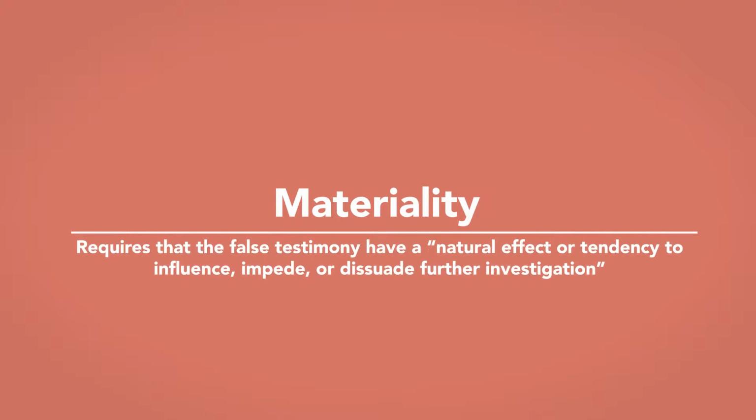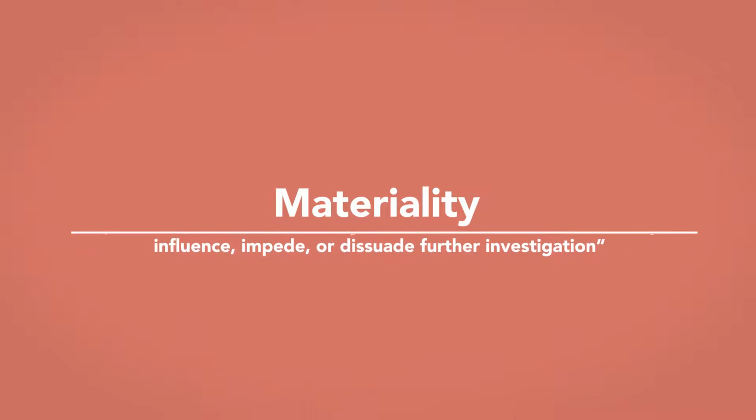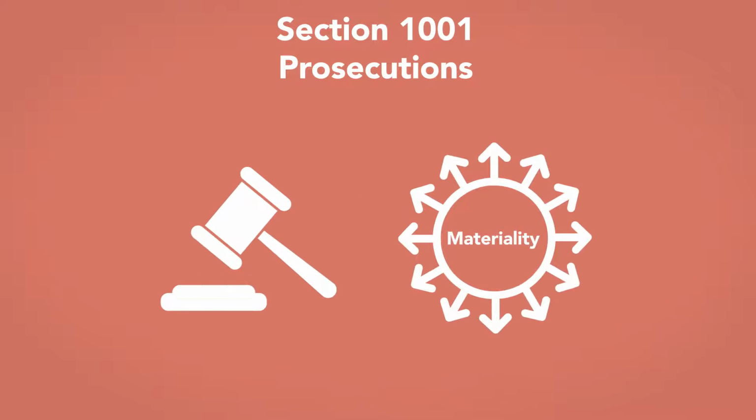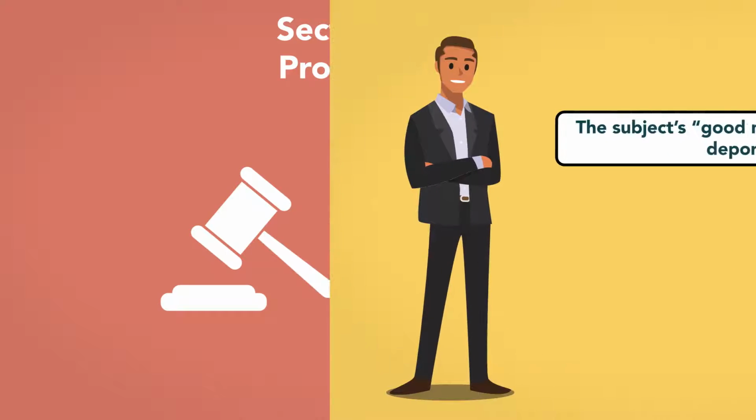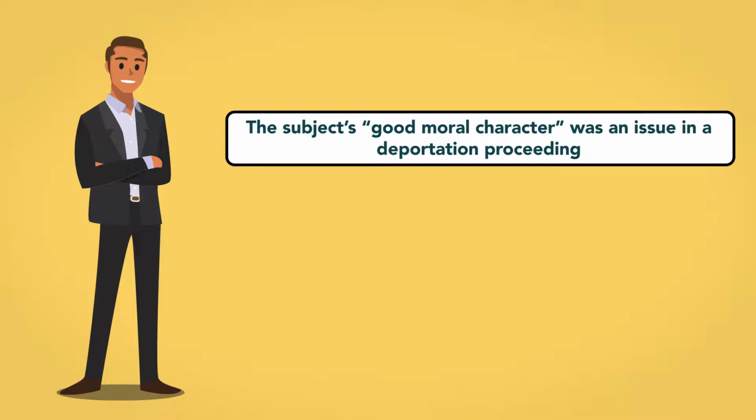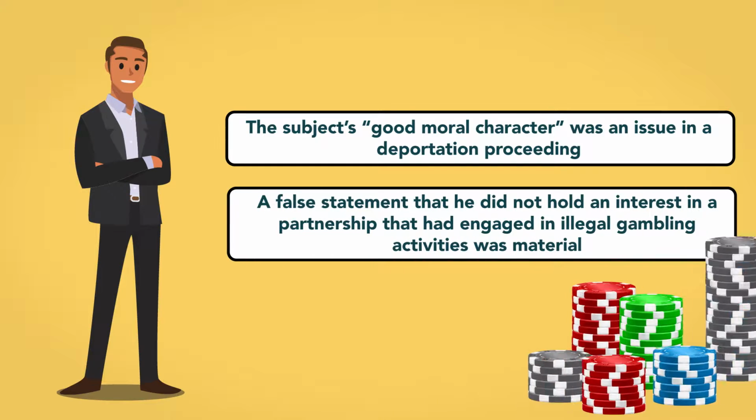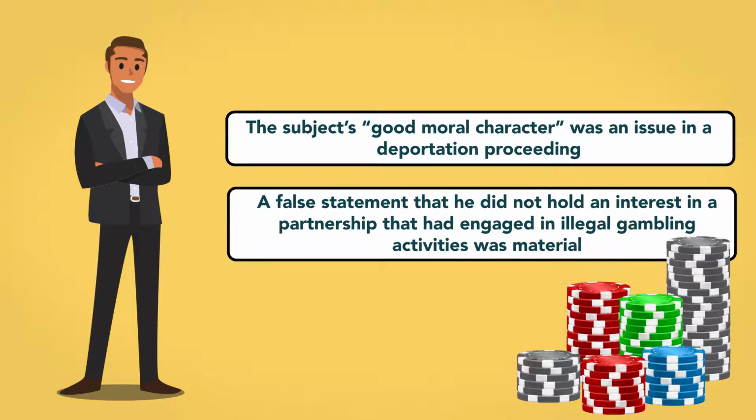The materiality element of perjury requires that false testimony have a natural effect or tendency to influence, impede, or dissuade further investigation. As in the case of Section 1001 prosecutions, courts have interpreted materiality broadly. For example, where the subject's good moral character was an issue in a deportation proceeding, a false statement that he did not hold an interest in a partnership that had engaged in illegal gambling activities was material.